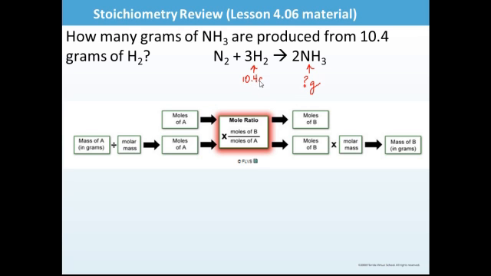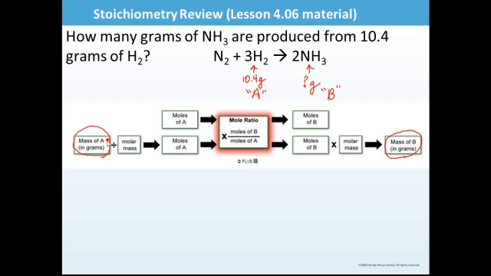So we're given 10.4 grams of hydrogen. Since we're given a specific amount of hydrogen, that is our first chemical, which we're going to call A. NH3 is the second chemical, we're going to call that B. Now in our flowchart, we are starting at A. Therefore, that is our mass of A. That's where we're starting. And then the question asks for grams of NH3. That is my ending or my final destination.